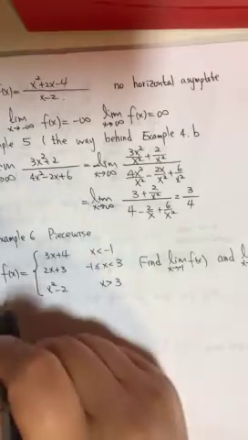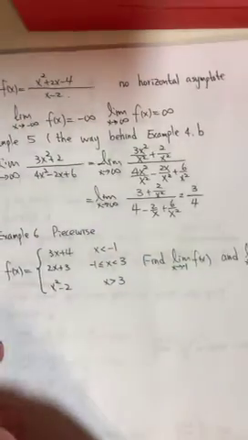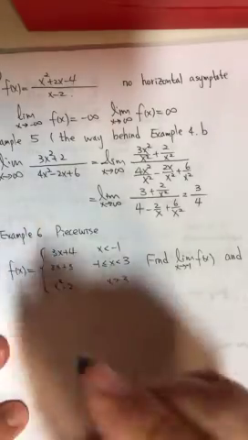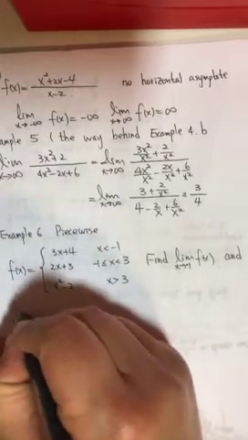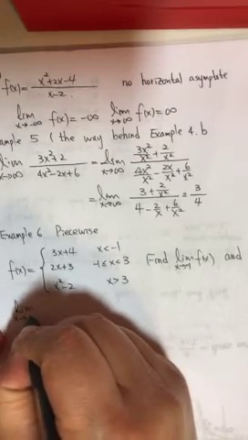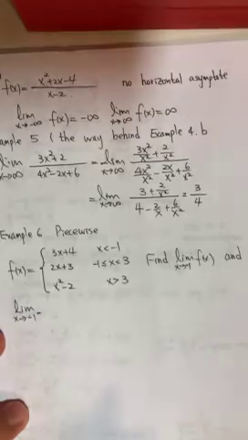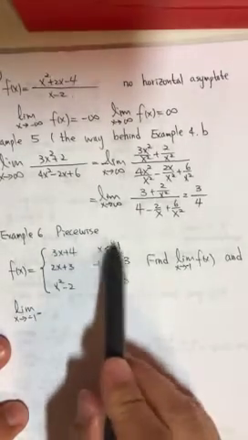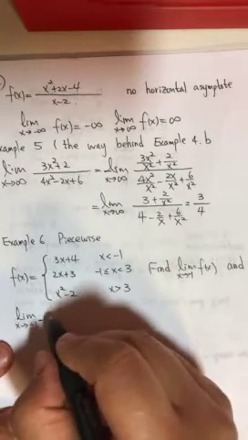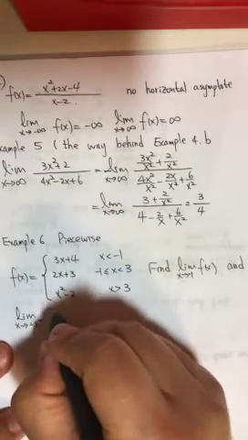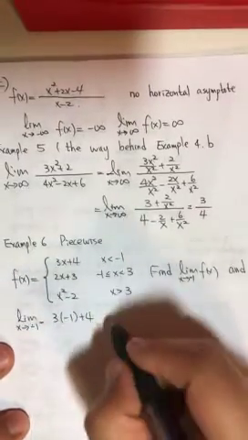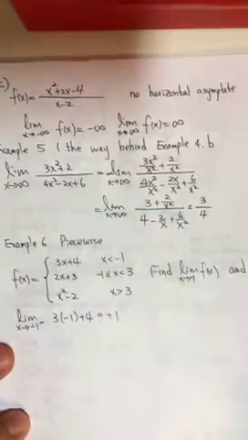Okay, negative 1. Do you remember, in order to find the limit, you have to find the limit from the left-hand side and the limit from the right-hand side. So that's what we're going to do. We're going to plug in negative 1 from the left-hand side. Which function should I use? Do you see that left-hand side? So I have to use this one, meaning that I'm going to plug in 3 times negative 1 plus 4. That's for the left-hand side, which is going to be positive 1.